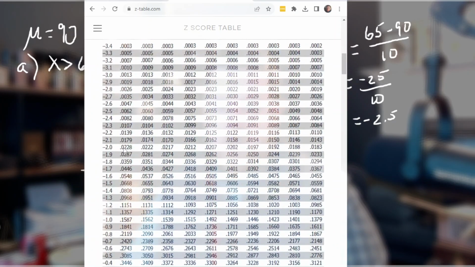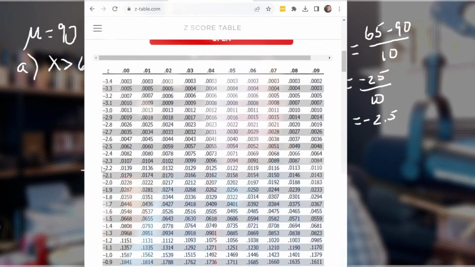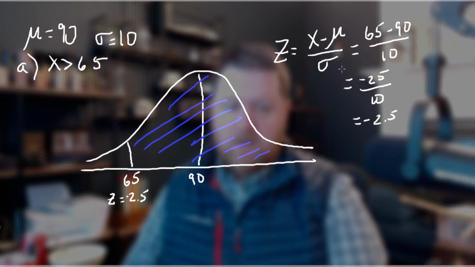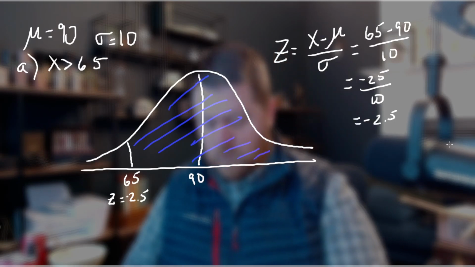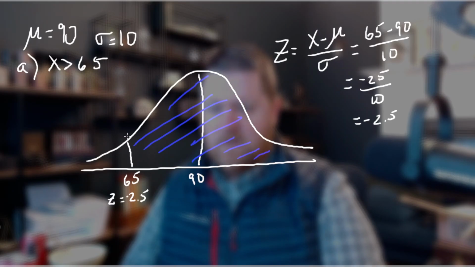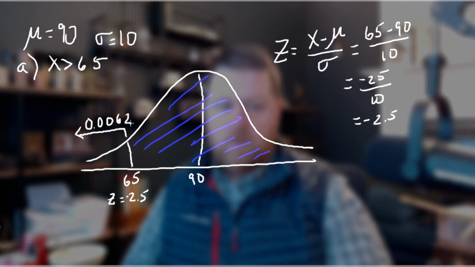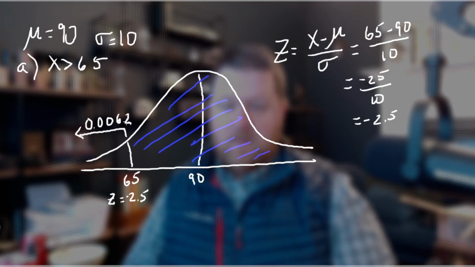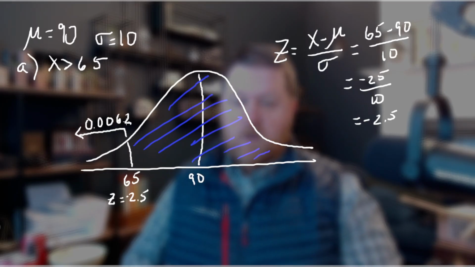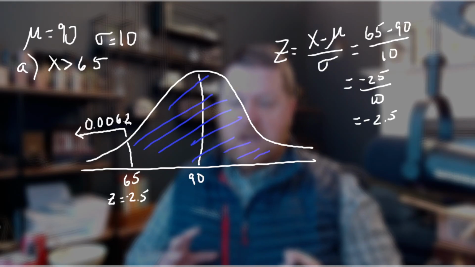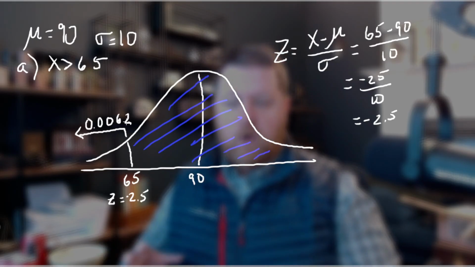Okay, so negative 2.50, which is what we have, is 0.0062. That is the area to the left. So let's come over here, and we're going to write this in. So the area to the left is 0.0062. Okay, now that is step number 3. We looked it up in the chart. That gave us the area to the left, and we wrote it onto our chart.